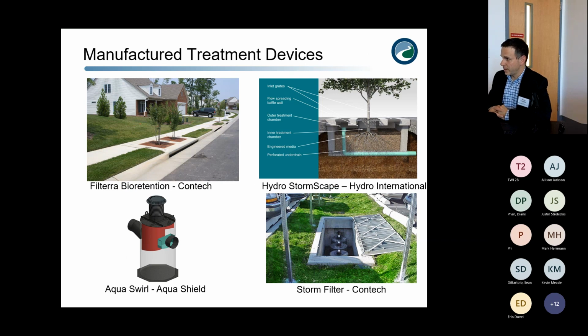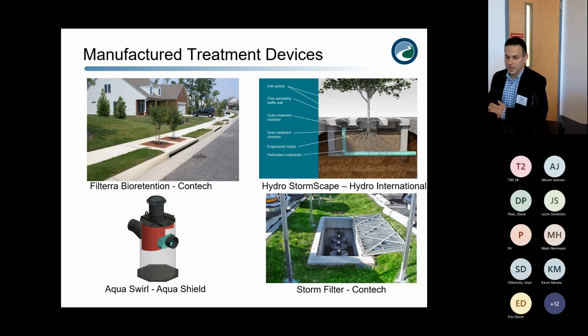Manufactured treatment devices are also an option. These tend to be a little bit more maintenance heavy. They often require maintenance from vac trucks and that sort of thing. But there are different types of manufactured treatment devices out there that get different levels of treatment efficiencies. NJDEP and NJCAT have established which manufactured treatment devices are certified for different levels of treatment. So you can go on NJDEP's website, to the NJ Stormwater website, and get a listing of all the different types of manufactured treatment devices out there. There's a whole laundry list of them. Some of them are green infrastructure certified, and some of them are non-green infrastructure certified.